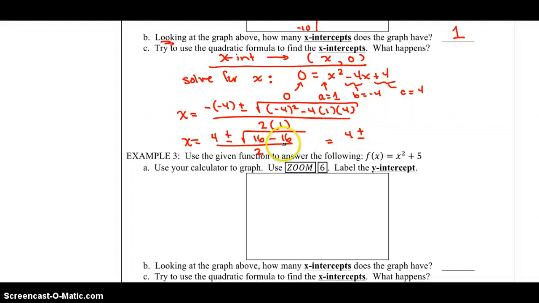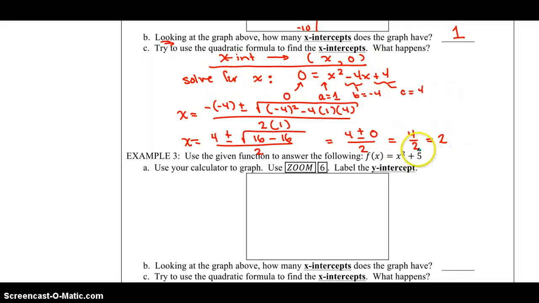So 16 take away 16, we get 0. And the square root of 0 is 0. So in this case, we just get 4 plus 0 is 4, and 4 minus 0 is also 4. So we're just going to get 4 over 2, which is 2.